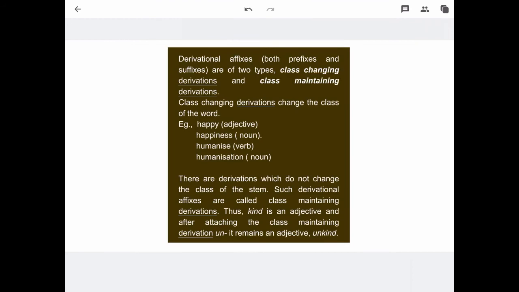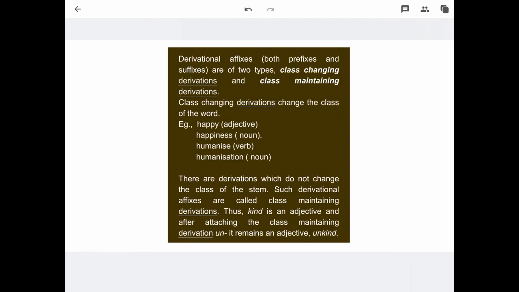Humanize is a verb, and humanization becomes a noun. So these are class changing derivational suffixes. There are derivations which do not change the class of the stem. Such derivational affixes are called class-maintaining derivations. If they do not change the class of the word, then they are known as class-maintaining derivations. Thus, kind is an adjective, and after attaching the class-maintaining derivation un, it remains an adjective, unkind.